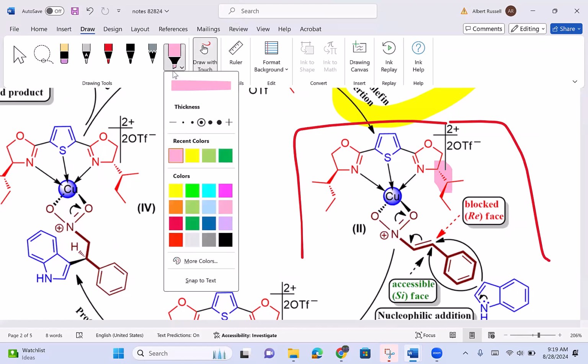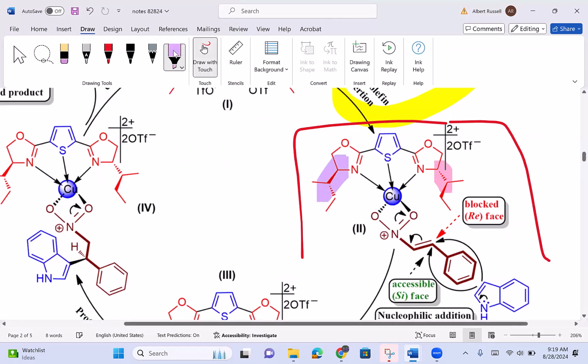And then by default, what about the other substituent? Notice that's on a wedge, right? So which way is that substituent pointed? Is that coming out or going back?